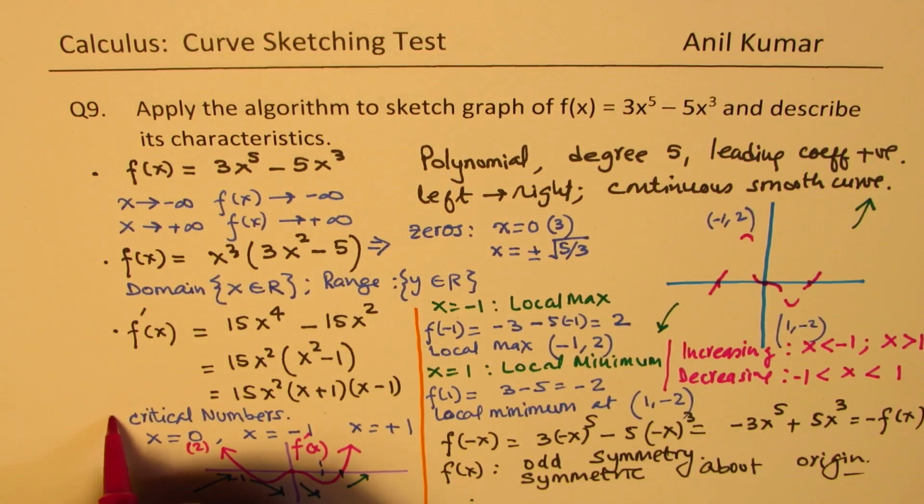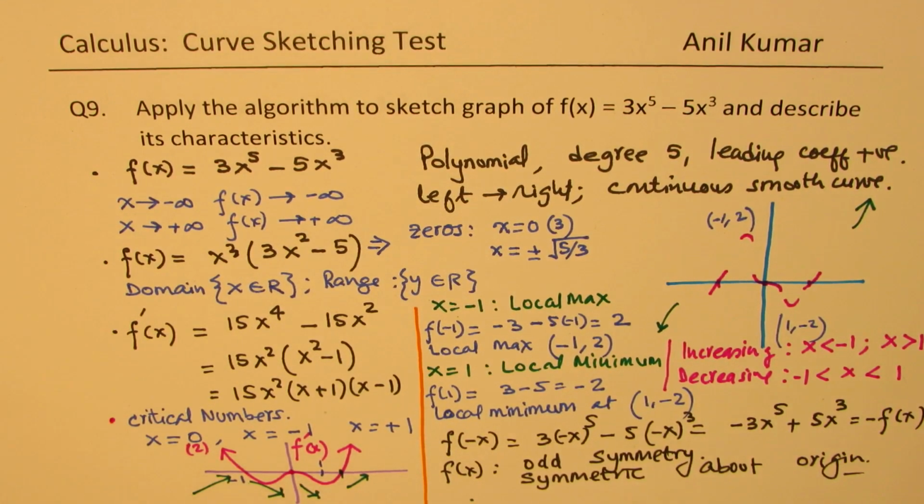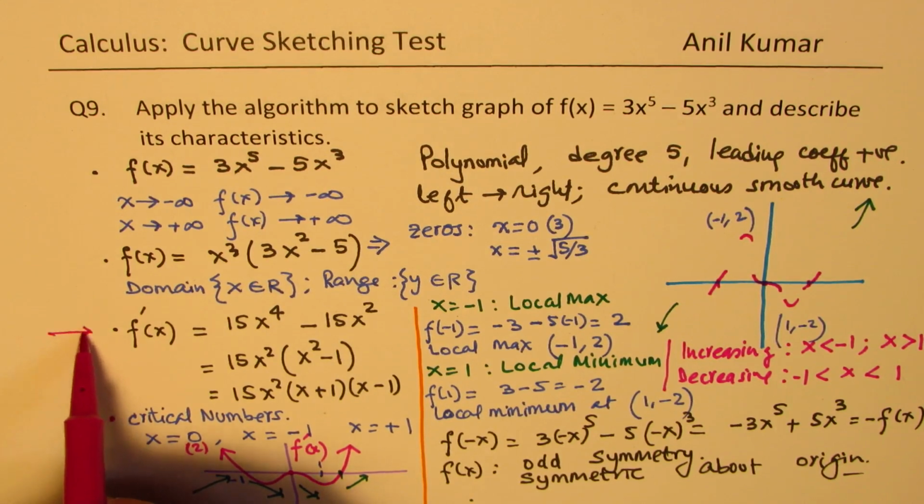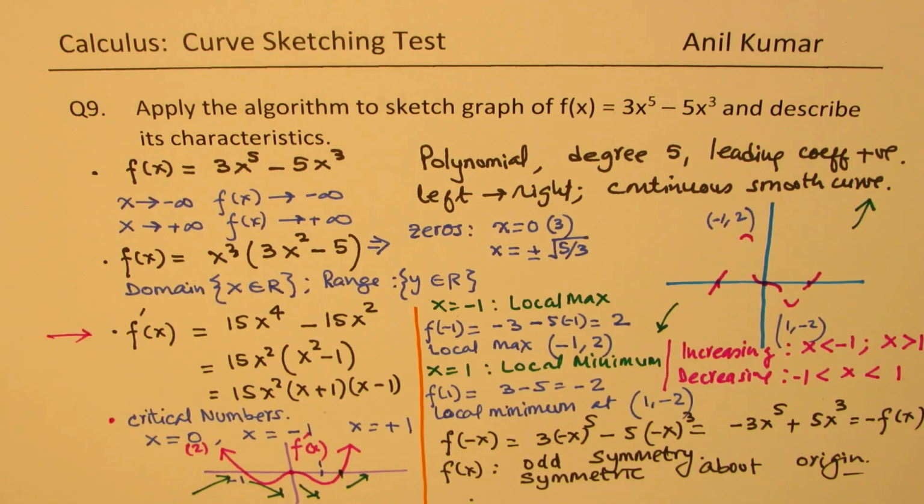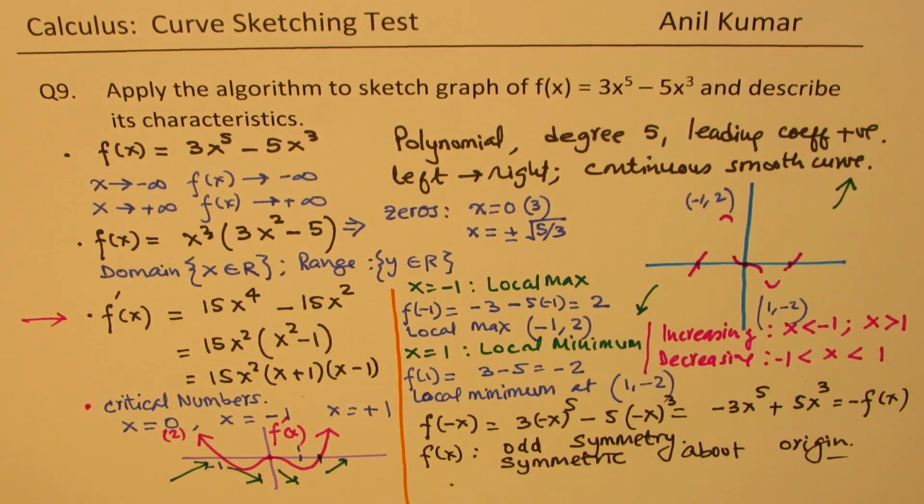So we got the critical numbers and we got local maximum, minimum and increasing, decreasing intervals from the first derivative. Is that clear? Right? So now we are going to write down the second derivative and analyze the second derivative on a separate sheet. So let me show you this part clearly here.